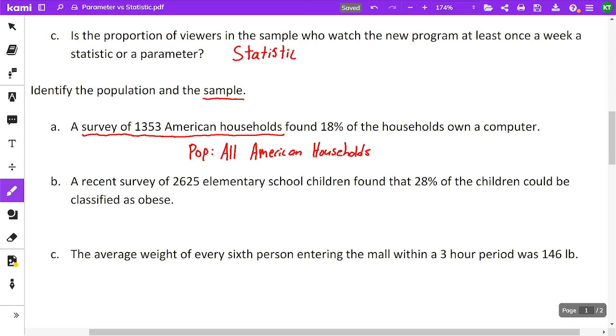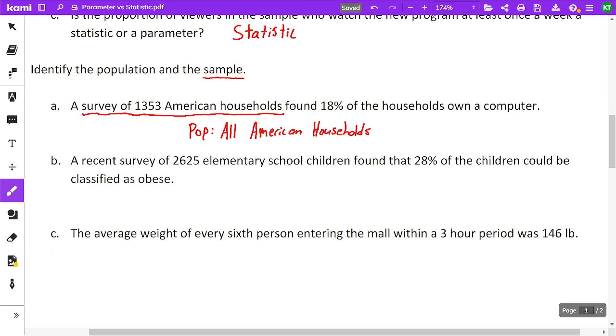Okay. In the next one, it says a recent survey of 2,625 elementary school children found that 28% of the children could be classified as obese. So again, this time our sample is going to be the survey of the 2,625 elementary school children. And that means my population is going to be all elementary school children.